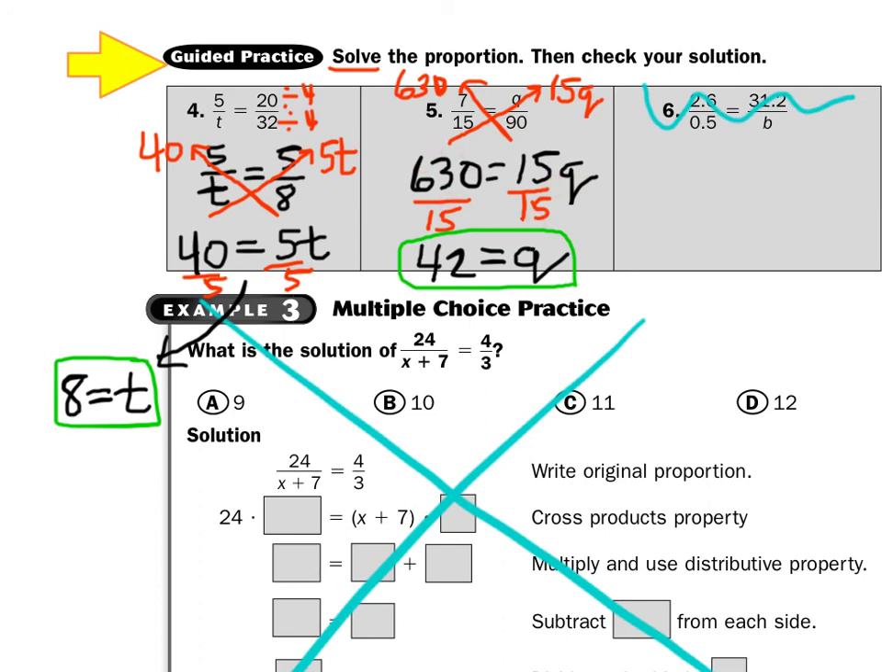So 630 divided by 15 gives you 42. Bring the equal sign down. Strike out the 15's and bring the q down. So q equals 42. And then you can cross out number 6 and cross out example 3.